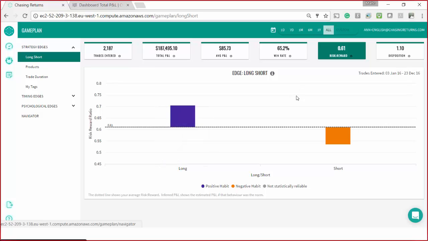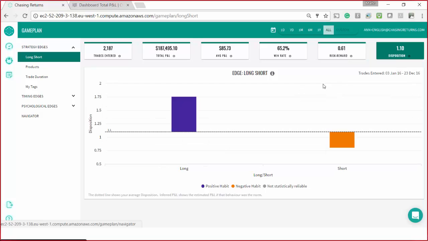And let's look at disposition, which is where his mental state comes in. This one is really interesting, because clearly he's able to hold his long winners almost twice as long as the losers. But in his short trading, you can see that he's really underperforming. He obviously lacks confidence trading short. He's not able to hold that. His disposition is failing, so the time in the winners is a lot less than the time in losers for short trading, and it's fallen below 1, which is not a good sign on the short side.